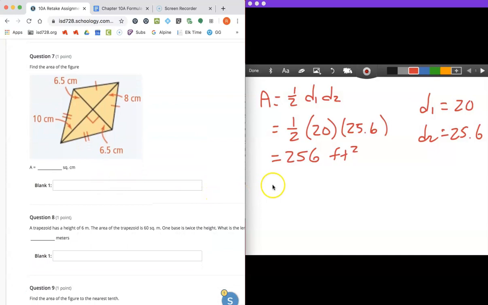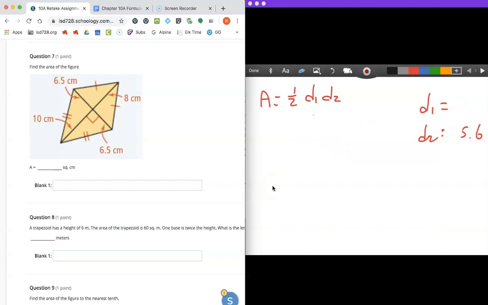Question 7. Now we have a kite, which is actually the same formula. So again, as long as I know what the diagonals are equal to, I can solve this problem. Let's say diagonal 1 is this corner to this corner again. If this is 6.5 and this is 6.5, I can add those together and I end up getting 13. This diagonal is 10 and 8 added together. So what we have here is 1/2 times 13 times 18. That's kind of like doing 9 times 13, or you can just go to the calculator for all of it. We have 117 square centimeters for our answer.